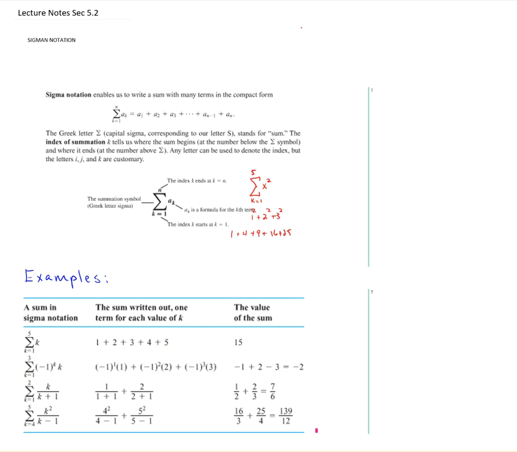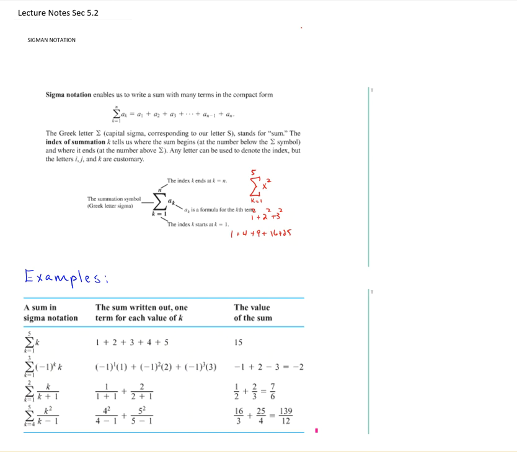This is section 5.2, and we're going to talk about sigma notation. You probably saw this in pre-cal a little bit. It enables us to write a sum with many terms in a compact form. They use the Greek letter sigma, kind of like our S, and it stands for sum.